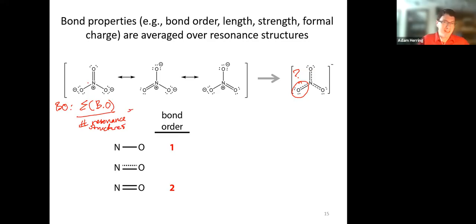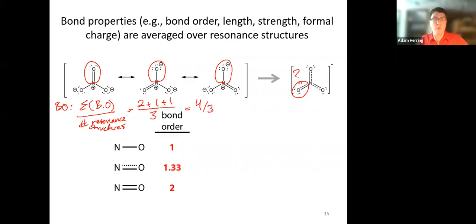So let's pick any two elements and look at their bond order. Let's say that we're looking at the nitrogen-oxygen bond order for that one, the one that points up. The bond order for the resonance structure on the left is 2, in the middle is 1, and on the right it's 1. And there are 3 total resonance structures. That means our bond order is 4/3, or 1.33.